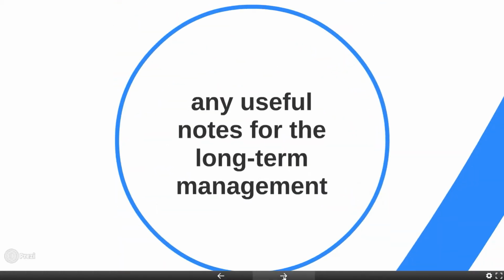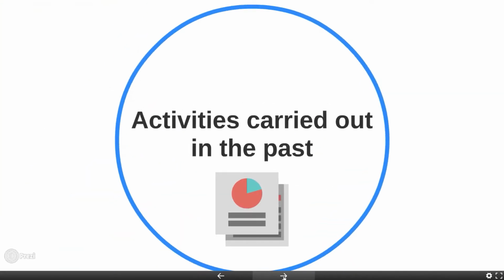In general, any note that could be useful in the long term for the management is entered in the activity record. We are now filling such records to describe ongoing activities, but we could use the system to schedule activities in the future, thus defining a management plan.